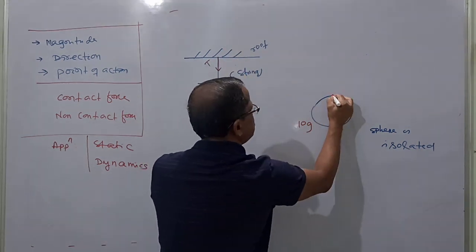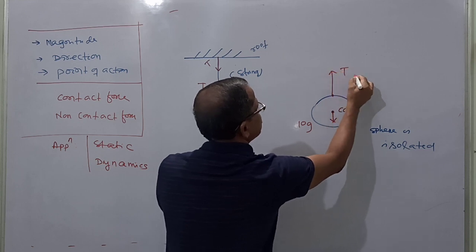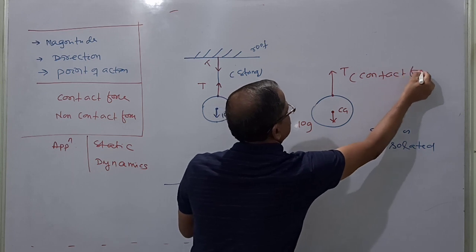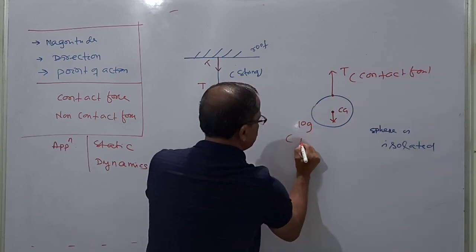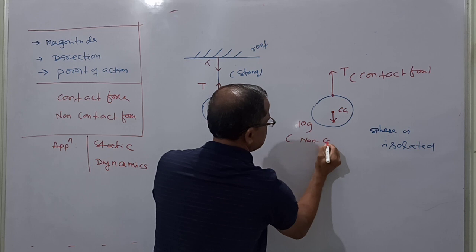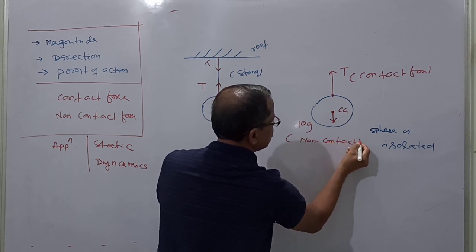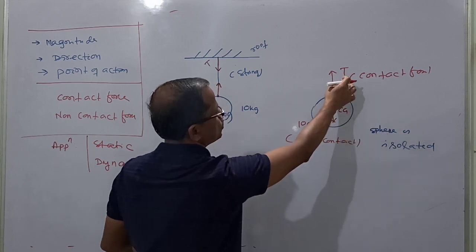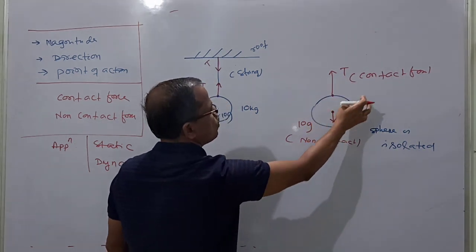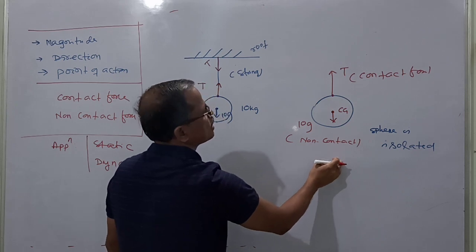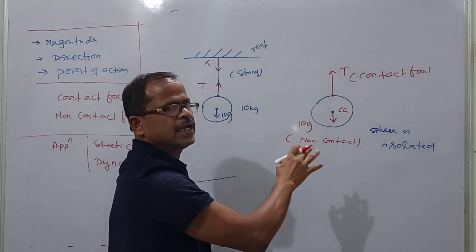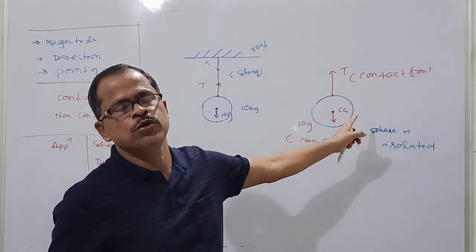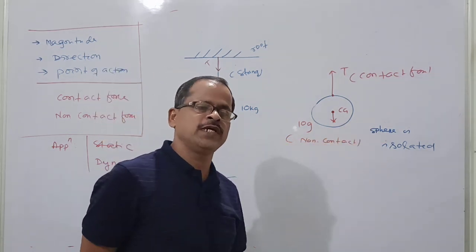Now when it is coming down, the string attached at this point is giving a tension. So it is a contact force. T is a contact force and mg is the non-contact force. By the combination of contact and non-contact force, the body is held here. So forces are shown, points of action are shown, contact and non-contact types are shown, and which is upward and which is downward, the direction, is shown. This is called the free body diagram of a sphere. So I have drawn the free body diagram of a sphere.